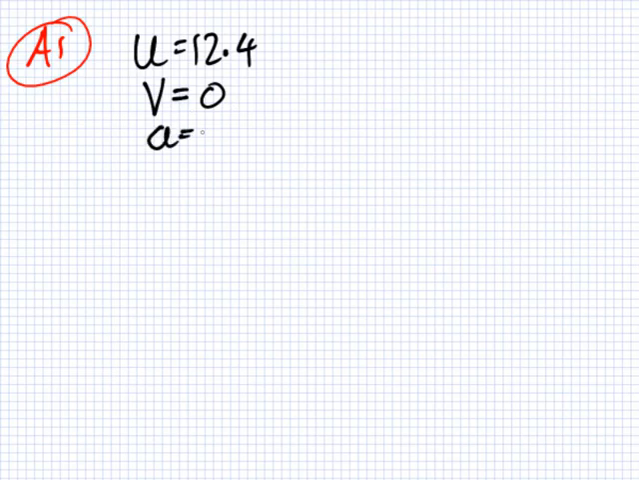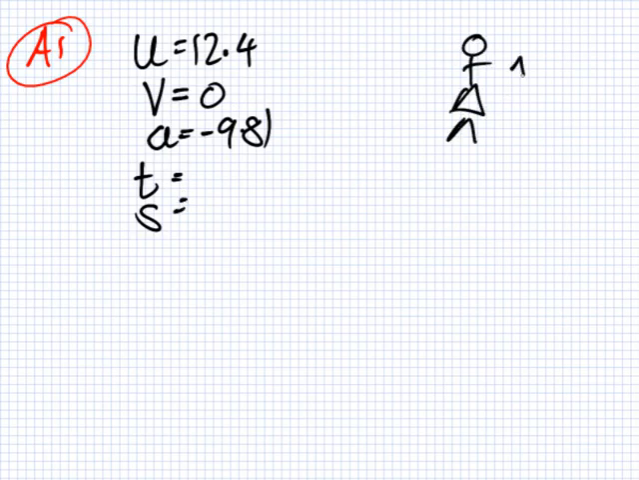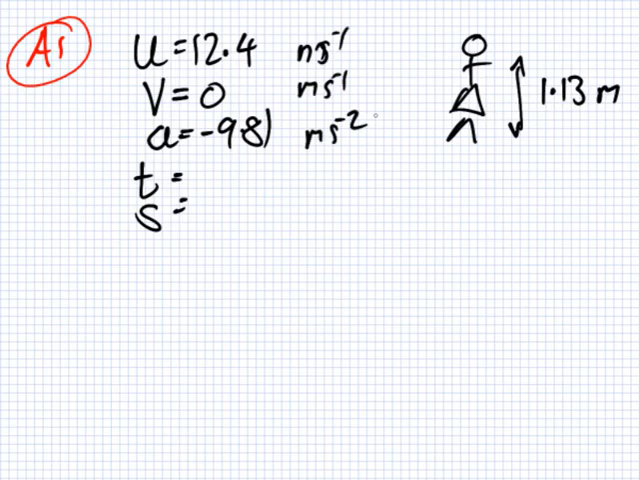It's 0. Minus G. T and S we don't know. And don't forget that for the girl, there is a height of 1.13 meters additional. Right, so we want the S. We can use V squared equals U squared plus 2AS, I think. So V squared equals U squared plus 2AS.